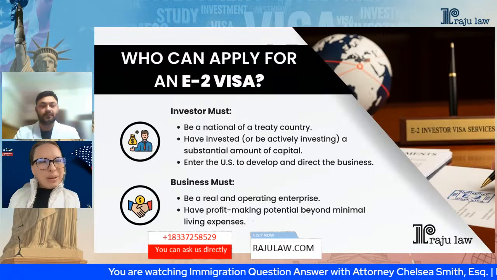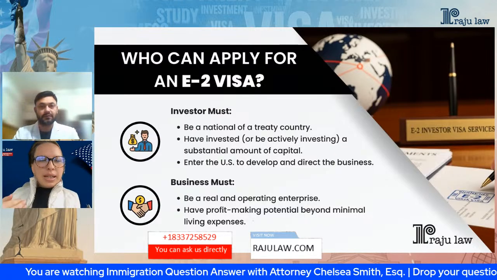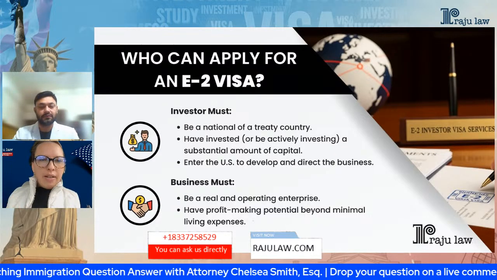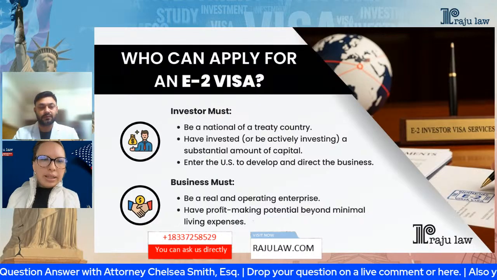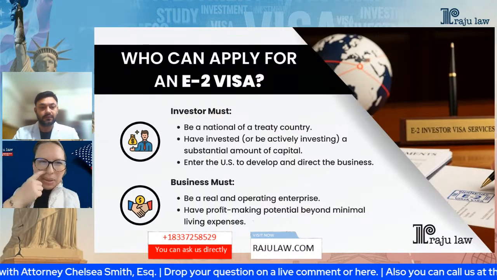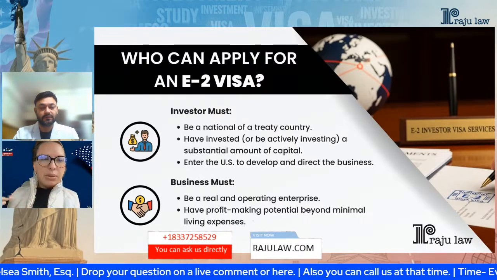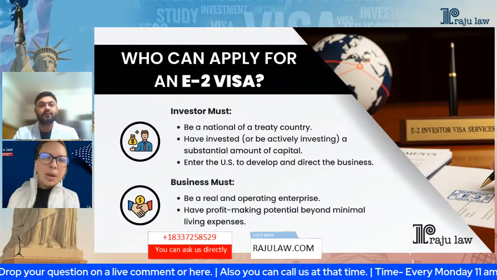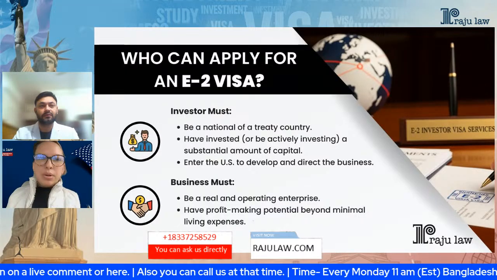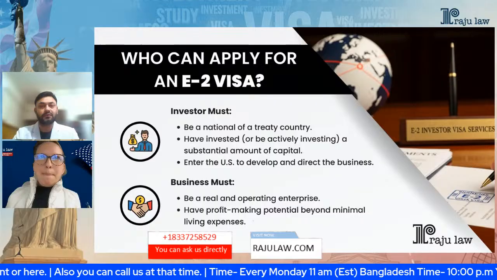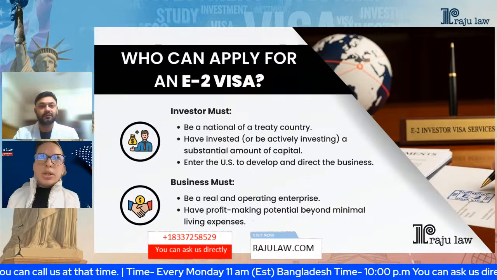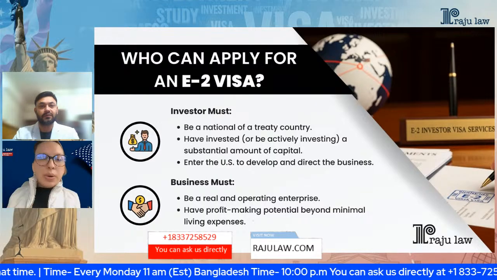But we also want to see profit. We want to see a business that's doing well. We want to show that they have potential beyond the minimal living expenses. We want to show that they are in a growth, right? That they're able to sustain expansion into the U.S. or that they are able to make a diligent effort to expand into the U.S.